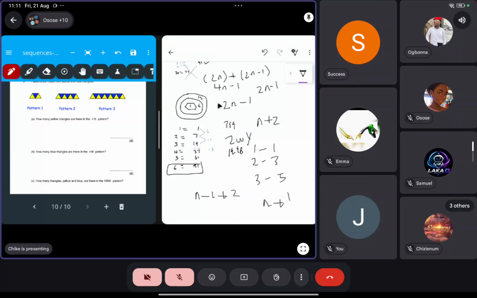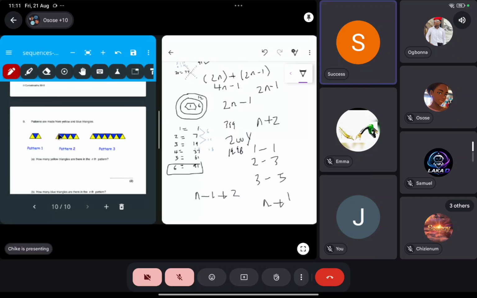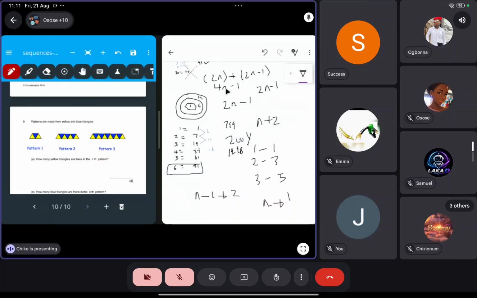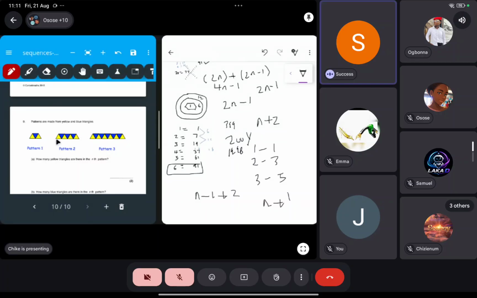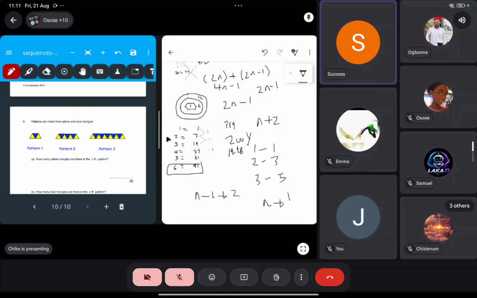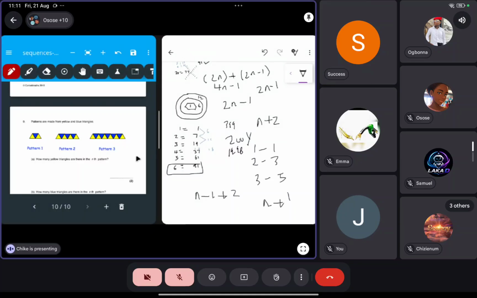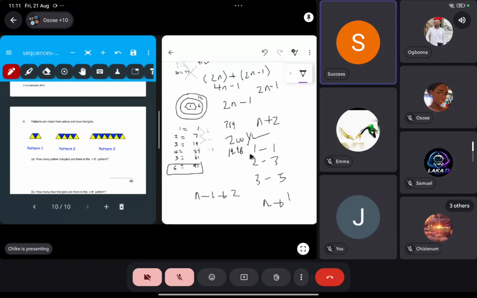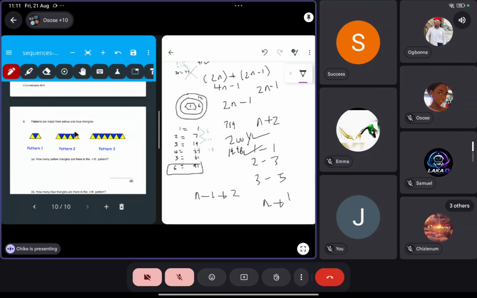Let's see. For pattern 1, we have 4 times 1 is 4, minus 1 is 3. So we have 3 total triangles, correct? Then for pattern 2, we have 4 times 2 is 8, minus 1 is 7. We have 7 total triangles, correct? Then for pattern 3, we have 4 times 3 is 12, minus 1 is 11 total triangles. So let's try it for 100. 4 times 100, 400, minus 1, 399, which means that we are correct. So 200 yellows and 199 blue is correct.